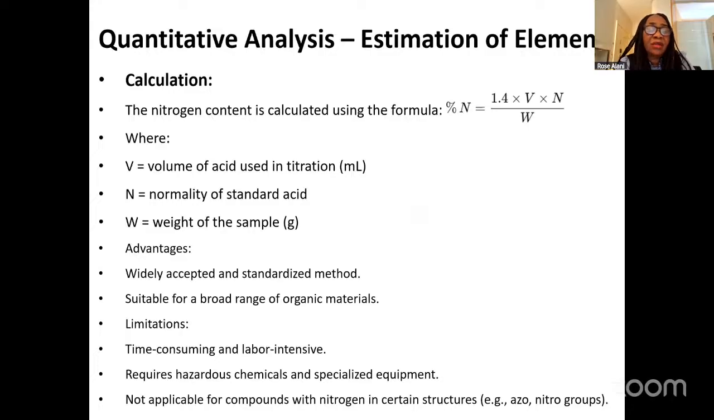Advantages of this particular method are that it's a widely accepted and standardized method, suitable for a broad range of organic materials. Limitations are that it's time-consuming and labor-intensive. Hazardous chemicals are required. Specialized equipment is required. And it's not applicable for compounds with nitrogen in certain structures, like in azo and nitro groups.